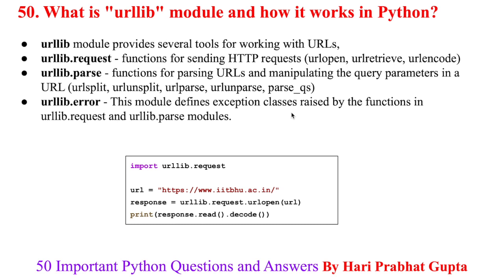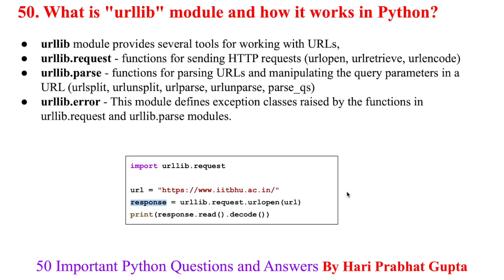The question is, what is the urllib module and how does it work in Python programming? So the urllib module in Python provides several tools for working with URLs. The urllib.request module is used for sending HTTP requests, such as opening a URL and reading its contents. In the given example, we import the urllib.request module and use the urlopen function to open the URL IIT-BHU.ac.in. This function returns a file-like object that can be read using the read method. We decode the content of the page using the decode method and print it to the console.